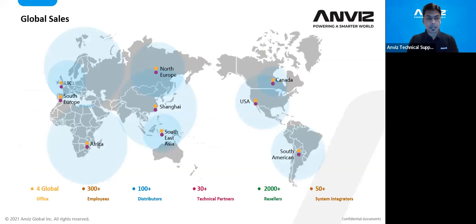This is our global presence across the world, with more than 4 global offices, more than 300 employees across the globe, more than 100 distributors, and 30-plus technical partners. Then there are 2000-plus resellers and 50-plus system integrators. So this is the workforce that we have on the ground for the market.